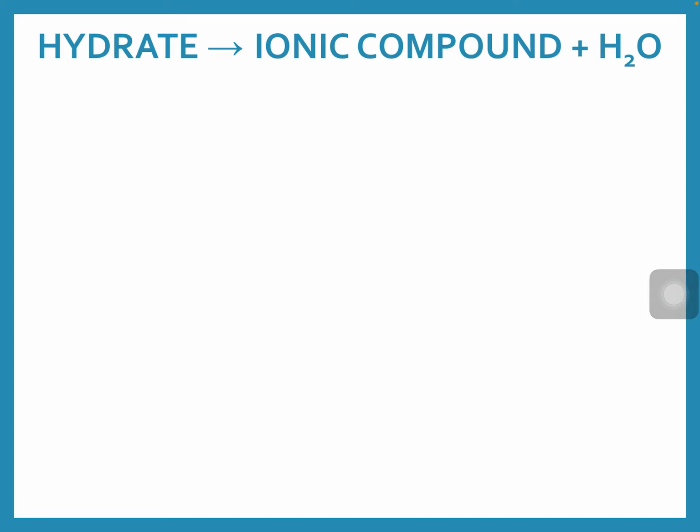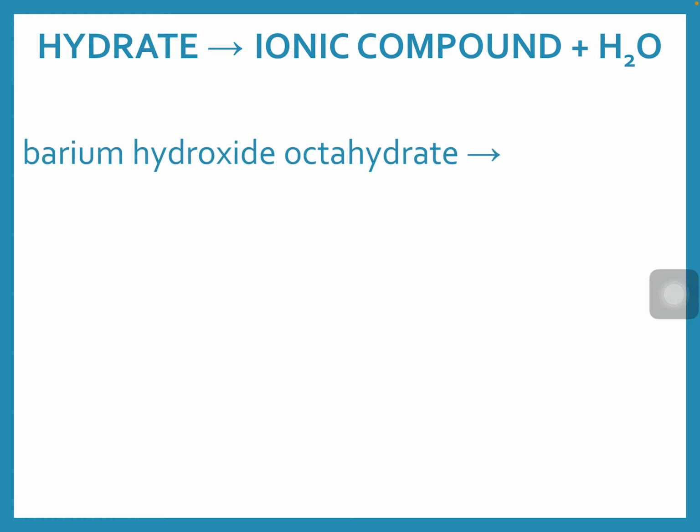Another type of decomposition reaction is with a hydrate, which means it has water attached to it. It can break down into the ionic compound without the water attached to it, and water. So what a hydrate looks like, for example barium hydroxide octahydrate. The way that we would write that: barium is in group 2, so it's a 2+. Hydroxide from our polyatomic list is 1-. So as we do our crisscross, that means Ba(OH)2. So that's barium hydroxide.